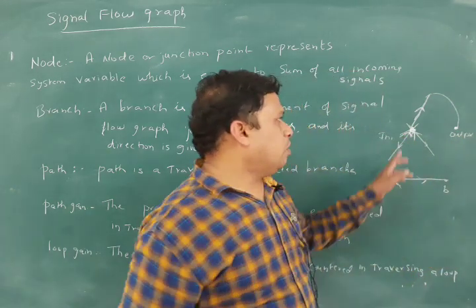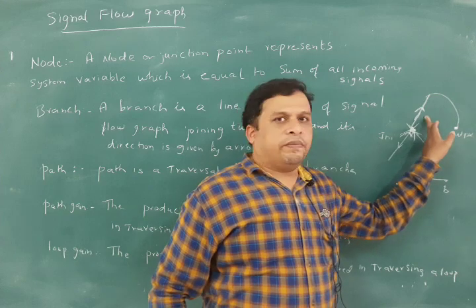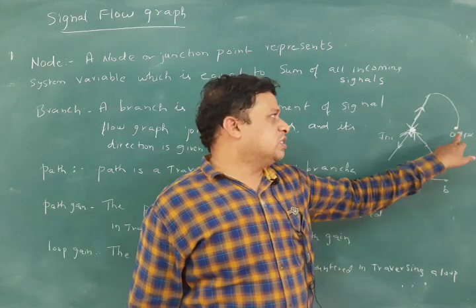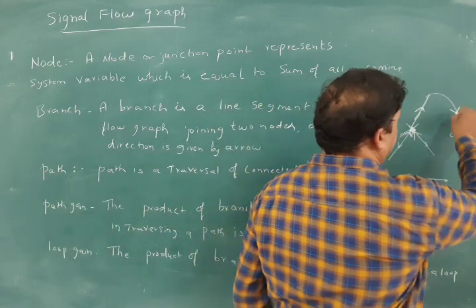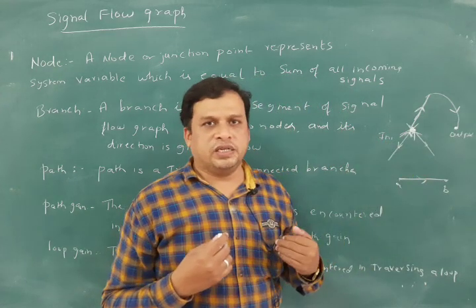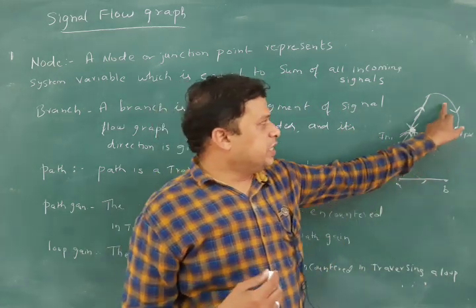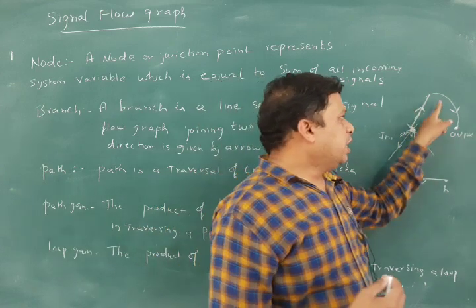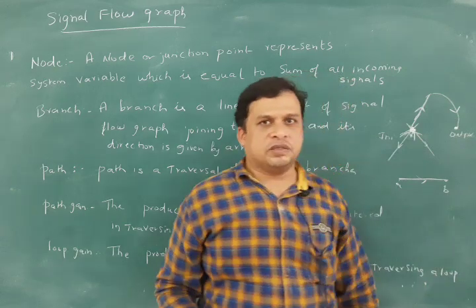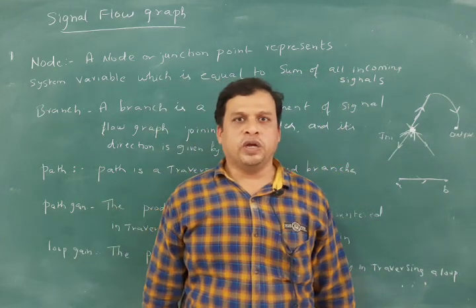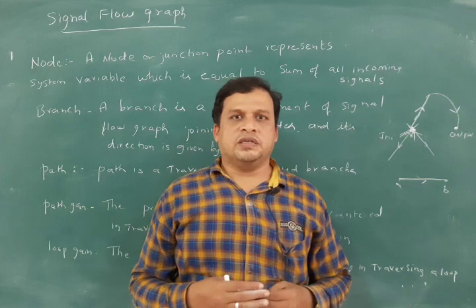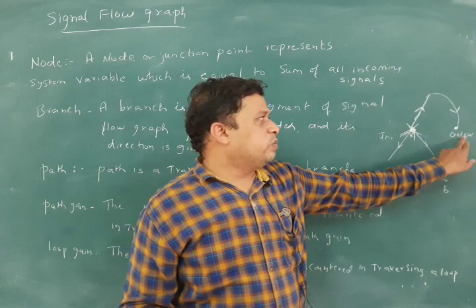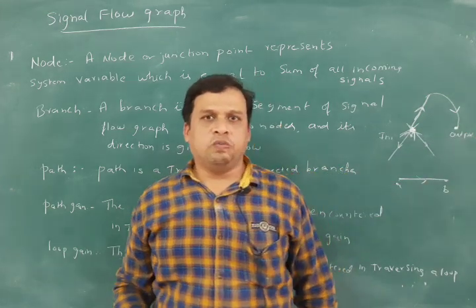Input node means where the outgoing branches are there. And the output node is where all the incoming branches are there. So this is the input, from here it starts with outgoing branches, and here the output has the incoming branches. So we understood the difference between input node and output node. Input node is where the branches are allowed to go out, and output node is where the branches are allowed to come in.